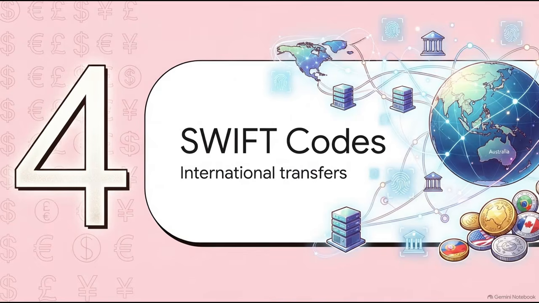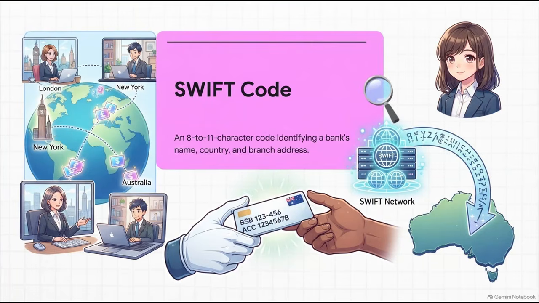Section 4. Finding international SWIFT codes. But hey, what if you're expecting funds from overseas? Well, your domestic BSB just isn't going to cut it for a sender sitting in London or New York. For those international inward remittances, you have to use a SWIFT code, which is sometimes called a bank identifier code, or BIC. This is an international standard made up of 8 to 11 characters.